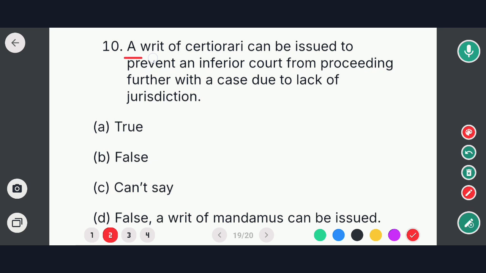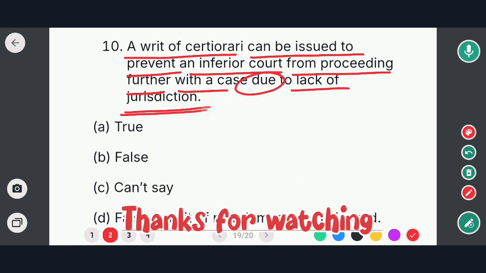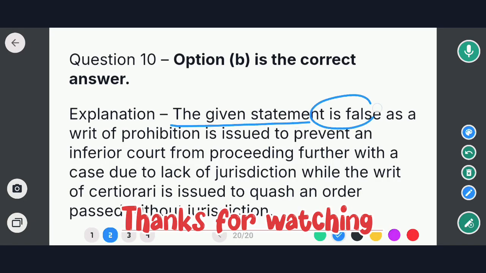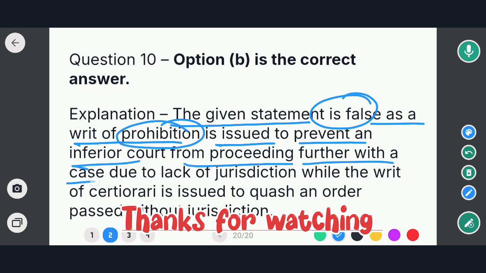Okay, a writ of certiorari can be issued to prevent an inferior court from proceeding further with a case due to lack of jurisdiction. Okay, so the options are true, false, cannot say, false, writ of mandamus can be issued. So in this case, the correct option would be option B, that means false. Explanation for better understanding. The given statement is false as it is a writ of prohibition. The writ of prohibition is issued to prevent an inferior court from proceeding further with a case due to lack of jurisdiction. But certiorari is issued to quash an order passed without jurisdiction.